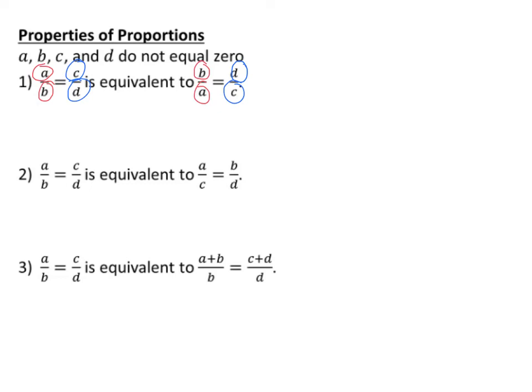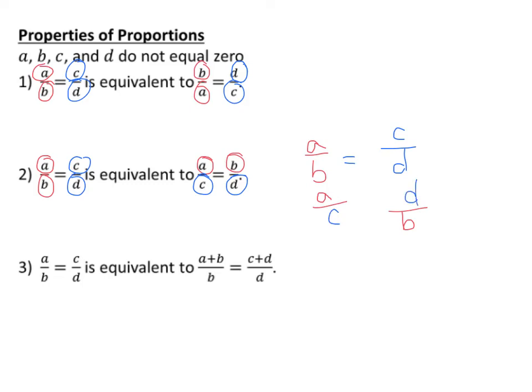We can also switch them going across, so A to B equals C to D. We can switch it so that we have A and B across from each other and C and D across from each other. However, if we have A to B equals C to D, we cannot have it set up so that they are now diagonal from each other. So this is not equivalent. We cannot have them going diagonal from each other.